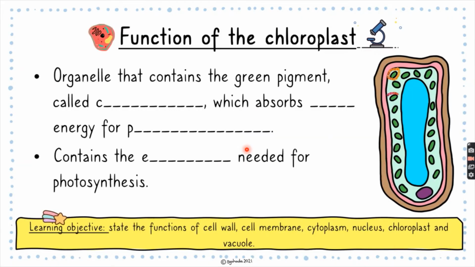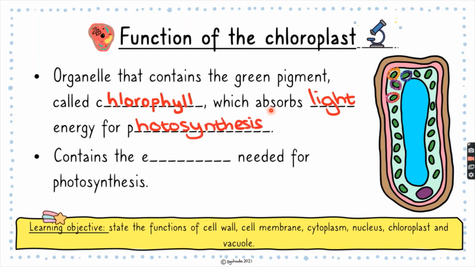Next, we have the chloroplast. So the chloroplasts are these green color organelles, and these organelles called chloroplasts, they contain a green pigment called the chlorophyll. And chlorophyll is a pigment that can absorb light energy so that these chloroplasts can carry out photosynthesis. They also contain enzymes that are needed for photosynthesis.